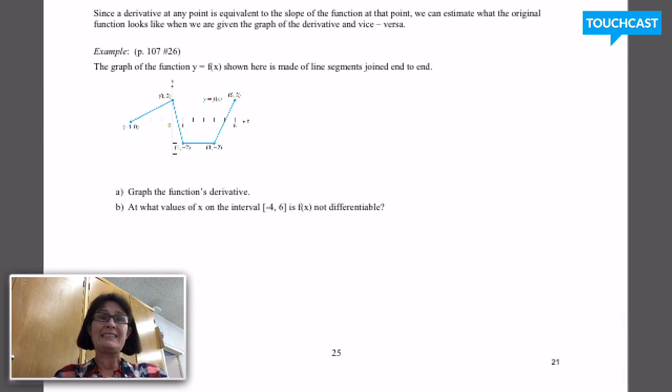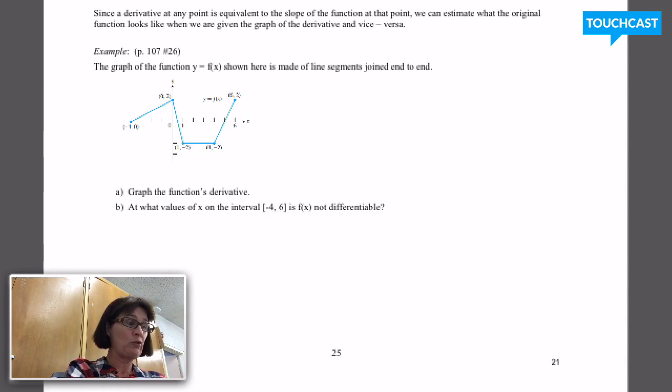All right, so this problem I'll leave for you to do. Here I have another 4-piece piecewise linear function. You're going to need to figure out the derivative, and you're going to graph the derivative. Each piece is linear, so you're going to find the slope by finding 2 points on each line segment and computing change in y divided by change in x.